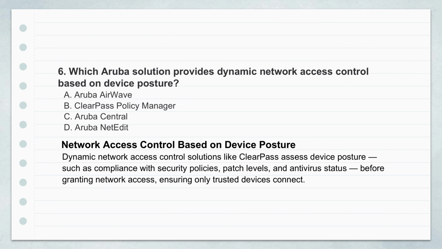Precisely. But it gets even smarter. ClearPass can perform dynamic network access control based on device posture. Device posture, what does that mean? Like how the device is sitting. No, not quite. Posture refers to the device's security, health, or status.